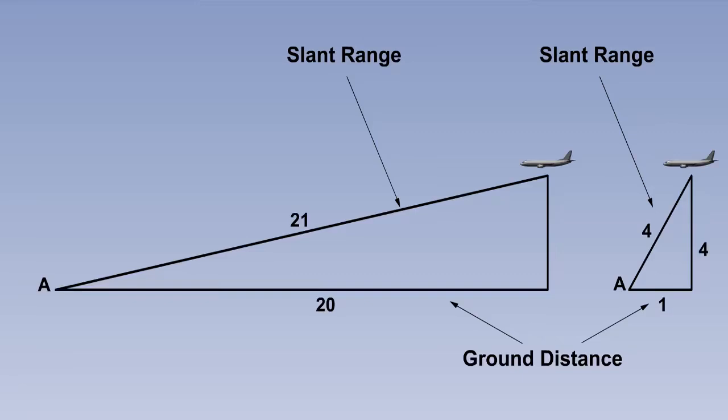DME ranges are slant range and not ground distance, which we call plan range. When the aircraft is a reasonable distance from the beacon, there is no real discrepancy between the two measurements. But when the aircraft is close to a beacon, say 1 nautical mile away, the slant range is effectively the aircraft height, which, for instance, would be 4 nautical miles if the aircraft were flying at 24,000 feet.